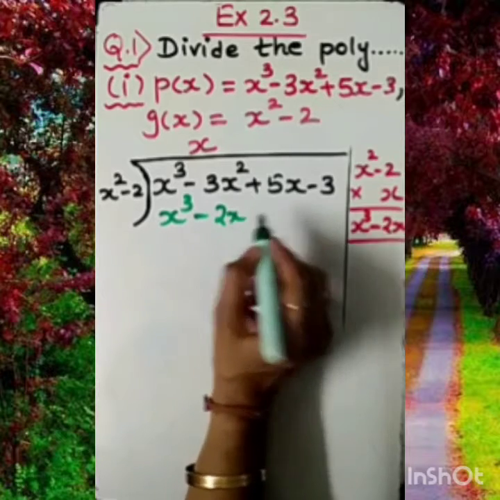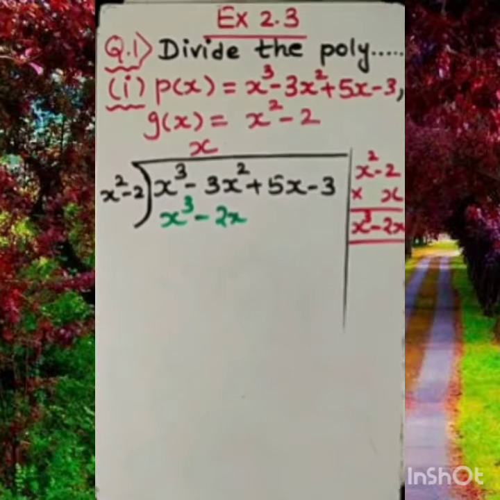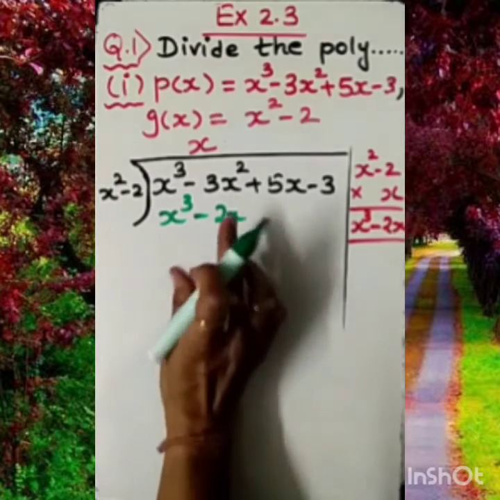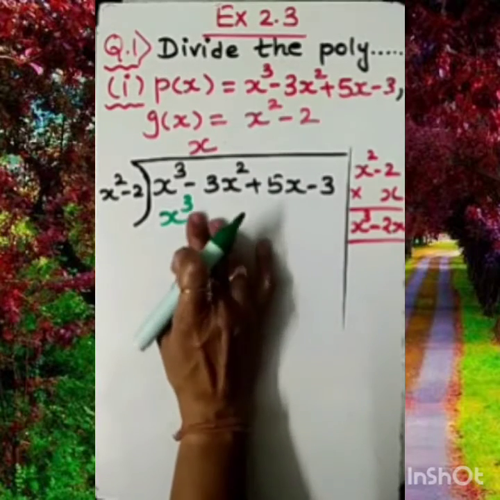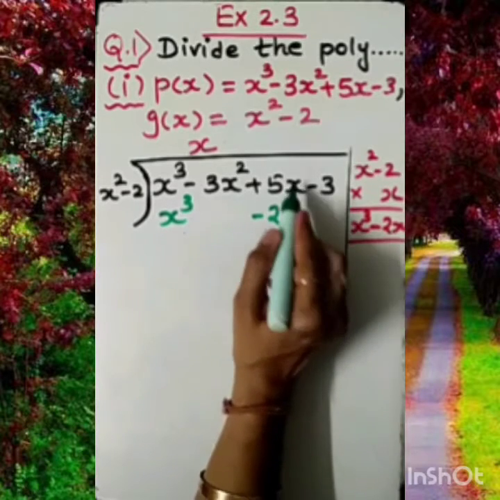minus 2x. Here square is there already, so it should not be a square. So dear student, it's absolutely correct, as we are multiplying x square minus 2 with x. So x square into x is x cube, minus 2 into x is minus 2x. So this is the x square term, so I need not mention it here. It is the x term, so I need to write it here under this x term.